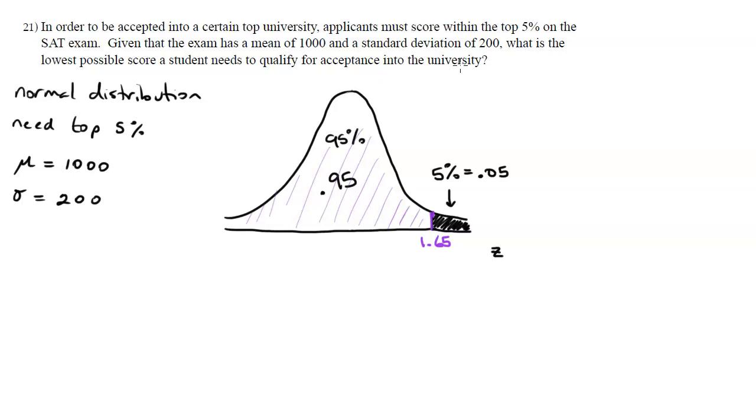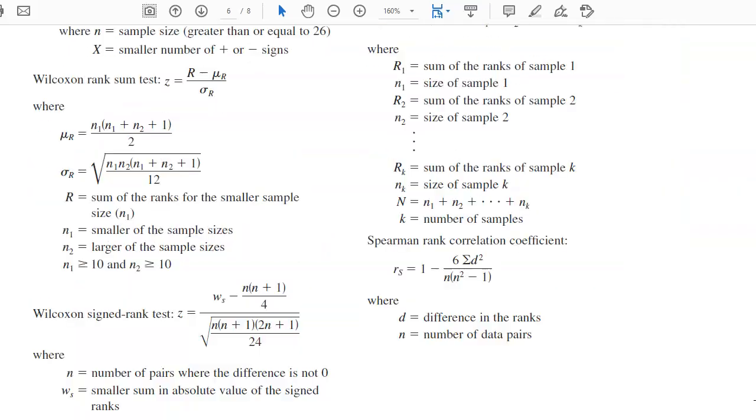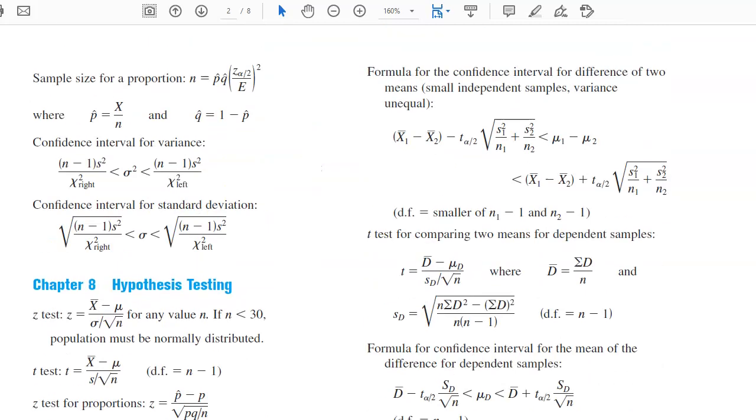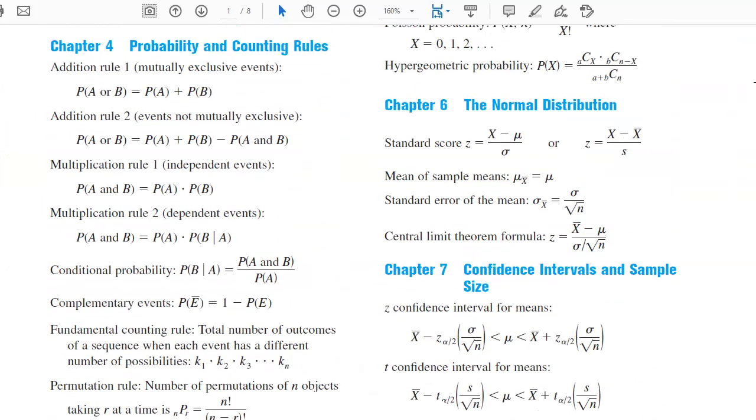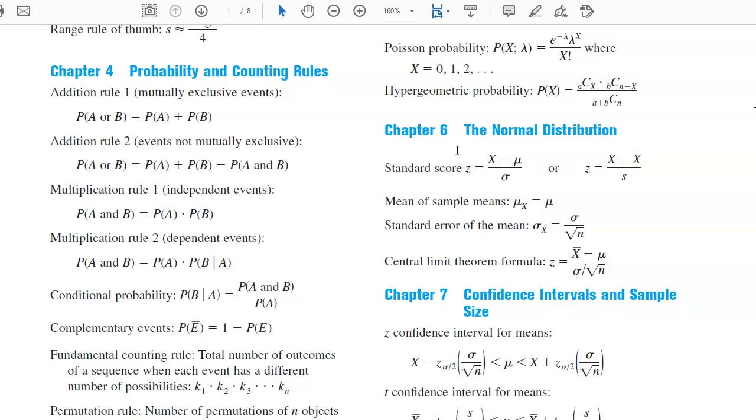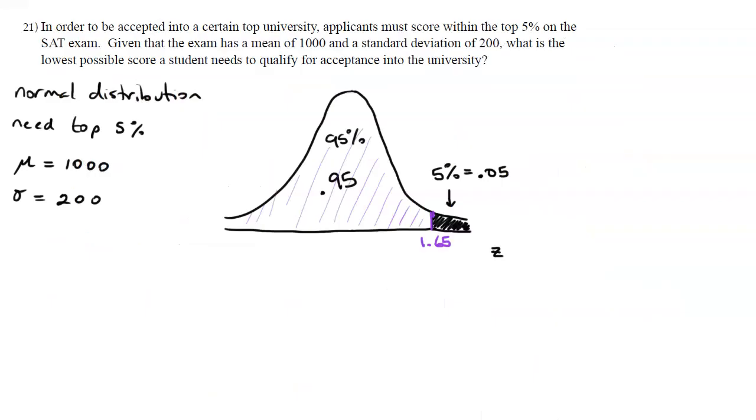Now that doesn't answer the question, because the question is asking what's the lowest possible score a student needs to qualify for acceptance. The lowest z-score they can have is 1.65. But what is that in terms of this problem? What is that in terms of real values? Here's the standard score. So the z value is the x value, the real life value, minus the mean, divided by the standard deviation. So z equals the real life value minus the mean, divided by the standard deviation.